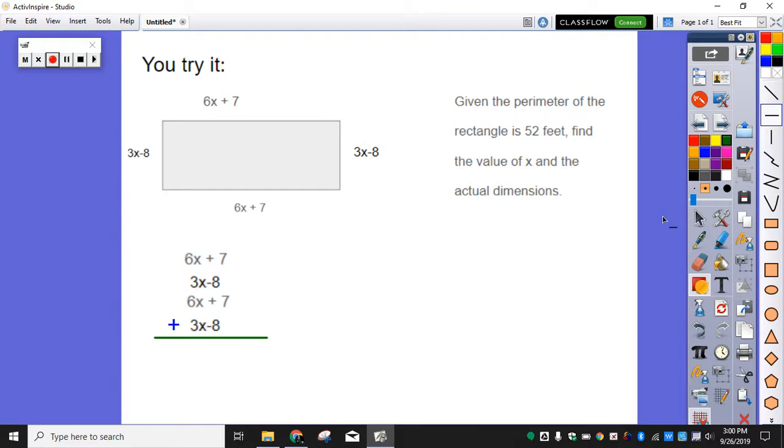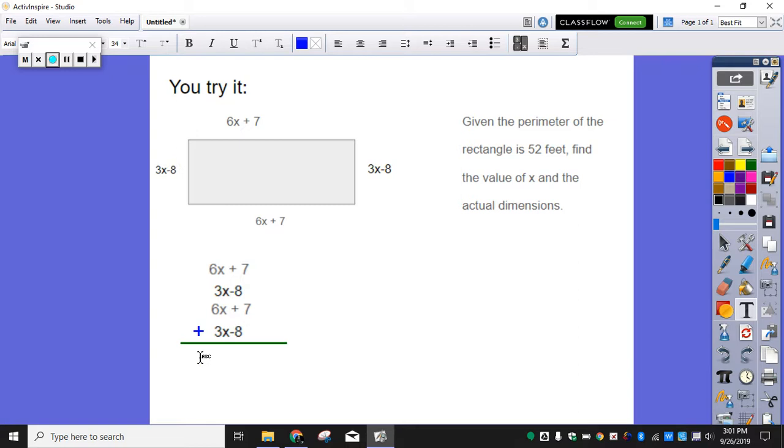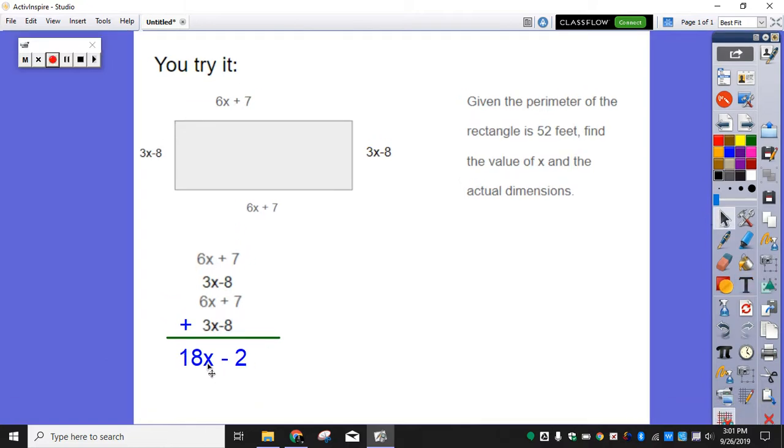And so if I add those together to represent perimeter, I would have my like terms, my x terms, 6 plus 3 plus 6 plus 3. That would be 9, 15, 18. So I'd have 18x, and then plus 7, negative 8, plus 7, negative 8. So 7 plus negative 8 plus 7 plus negative 8. So that would be negative 1, 6, negative 2. So minus 2. If I combine all my like terms to represent the perimeter of the rectangle, the expression would be 18x minus 2.